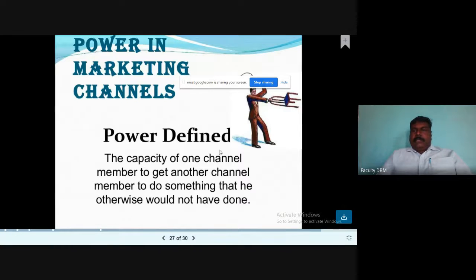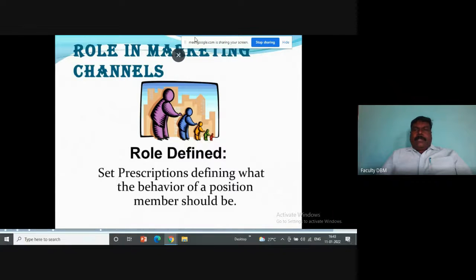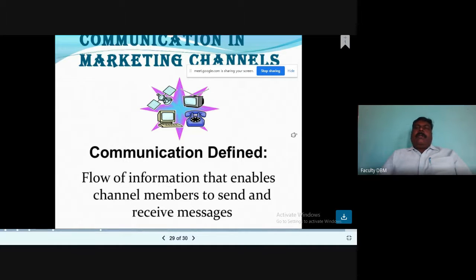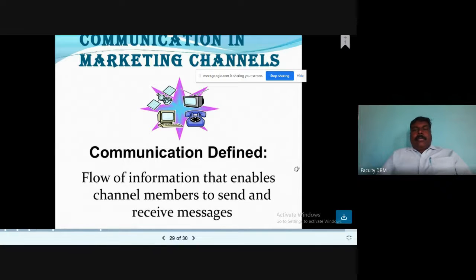So power in marketing channels: power is defined as the capacity of one channel member to get another channel member to do something that otherwise would not have been done. He is using his power in order to make the other channel member also work. Role in marketing channels: the role is a set prescription defining what the behavior of a position member should be. So wholesaler, retailer one, retailer two. We have to clearly say about their roles. Communicating in marketing channels: communication is the flow of information that enables channel members to send and receive. So communication should be there.